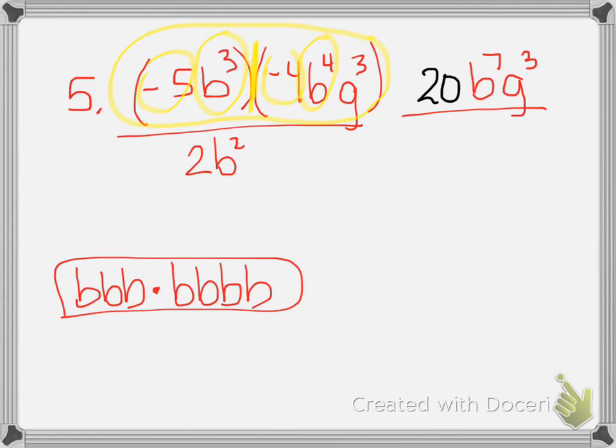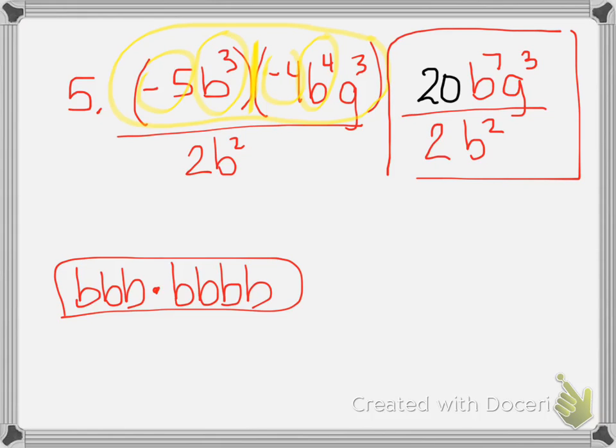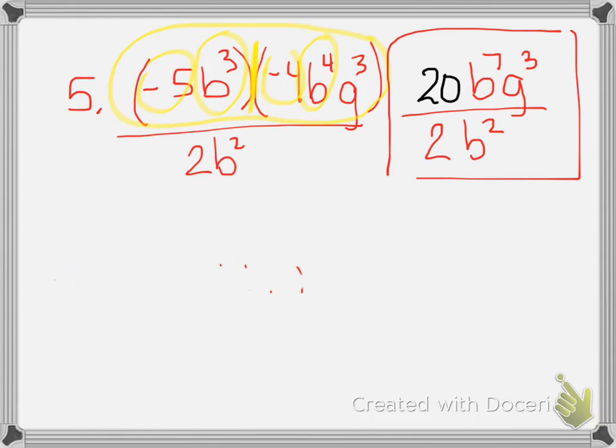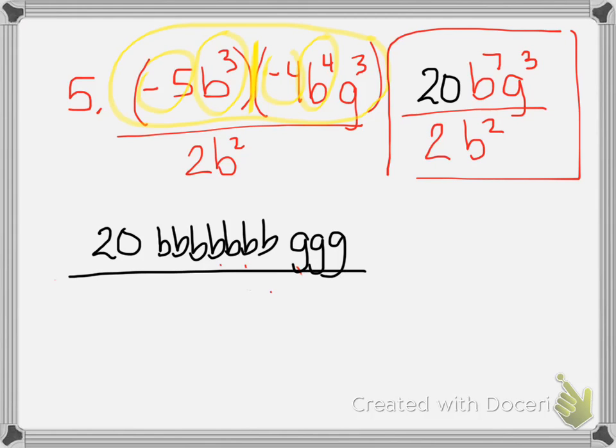Okay, the bottom, there's nothing to simplify on the bottom yet. It's just 2b squared. So now that I have it in one fraction like this, I can keep simplifying. So now I can look at what I really have. It's kind of getting messy here, sorry. I have a 20, I have 7 b's, I have 3 g's, all over a 2 and 2 b's.